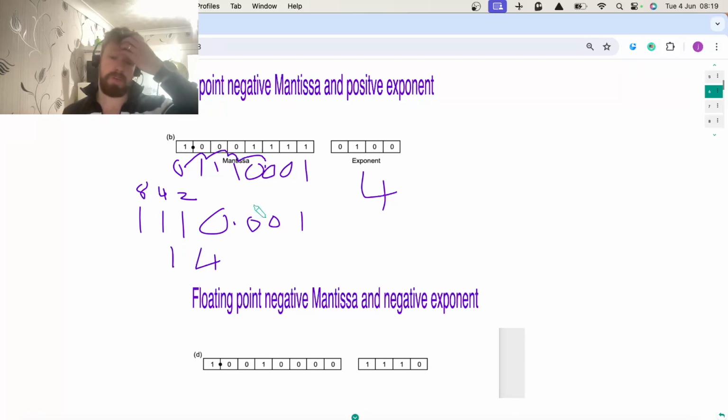And again, you can just put the fraction here. So that's going to be half, a quarter, and an eighth. So 14 and an eighth. Now, the mistake everybody always makes on this one, they forget to put the minus in there. If you forget to put the minus, you do lose a mark on this one. So be super, super careful, people. If it's a negative mantissa, it's a negative number. That's what it's telling you. So just be careful on that one there.